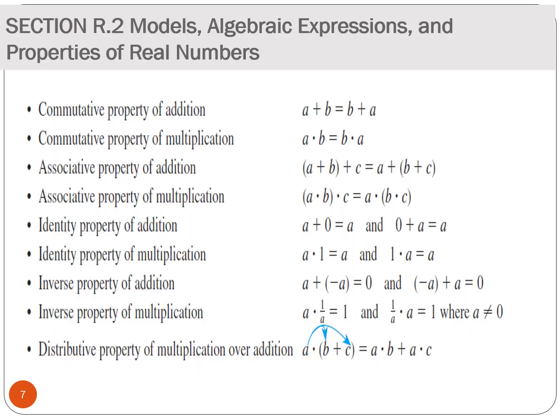Section R2, we will look at algebraic expressions and properties of real numbers. These properties are something that we use. All these properties deal with the different operations. Anytime you have an algebraic expression, it will have addition, multiplication. But we will just quickly review some of these properties. This is something we know about real numbers.